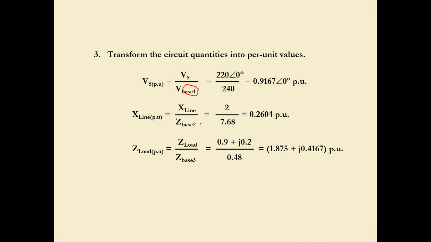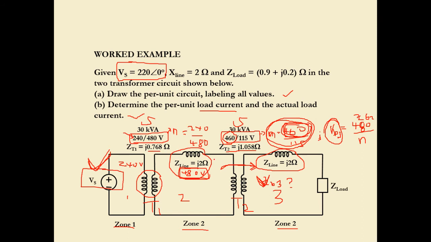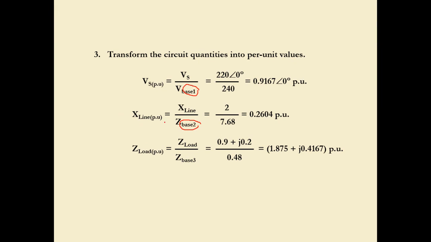So line PU, you may refer to base 2, because the line is located between transformer 1 and transformer 2. Between transformer 1 and transformer 2 there is a line, a transmission line, which has impedance. Between transformer 2 and the load there is another impedance. So both have a line. So base 2 over J0 7.65, from the question, the actual impedance value. So Z load PU, of course this is taking place at base 3, the actual Z load over Z base 3.